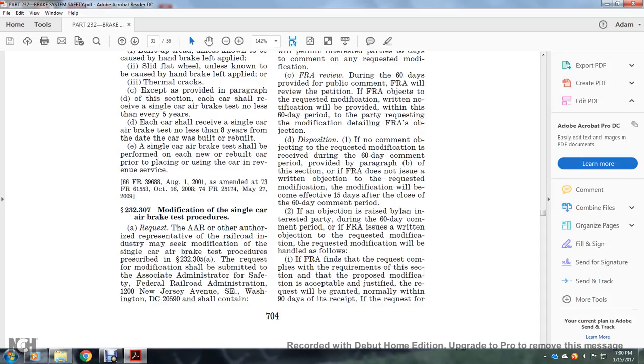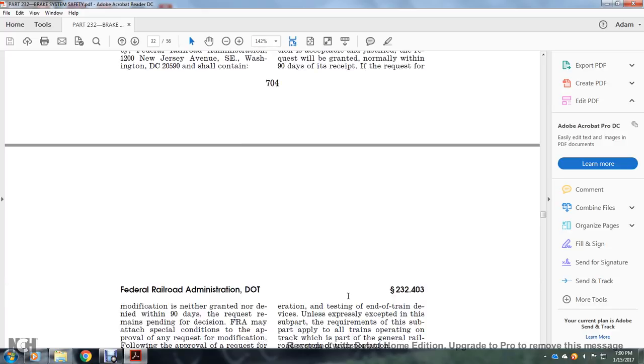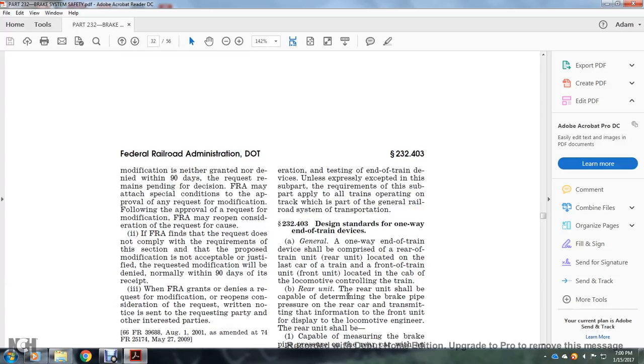If an objection is raised by an interested party during the 60-day comment period, or the FRA issues a written objection to the requested modification, the requested modification will be handled as follows. If the FRA finds the request complies with the requirements of this section, and the proposed modification is acceptable and justified, the request will be granted, normally within 90 days of its receipt. If the request for modification is neither granted nor denied within 90 days, the FRA will remind the requester of the pending decision. The FRA may attach special conditions to the approval of any request for modification.